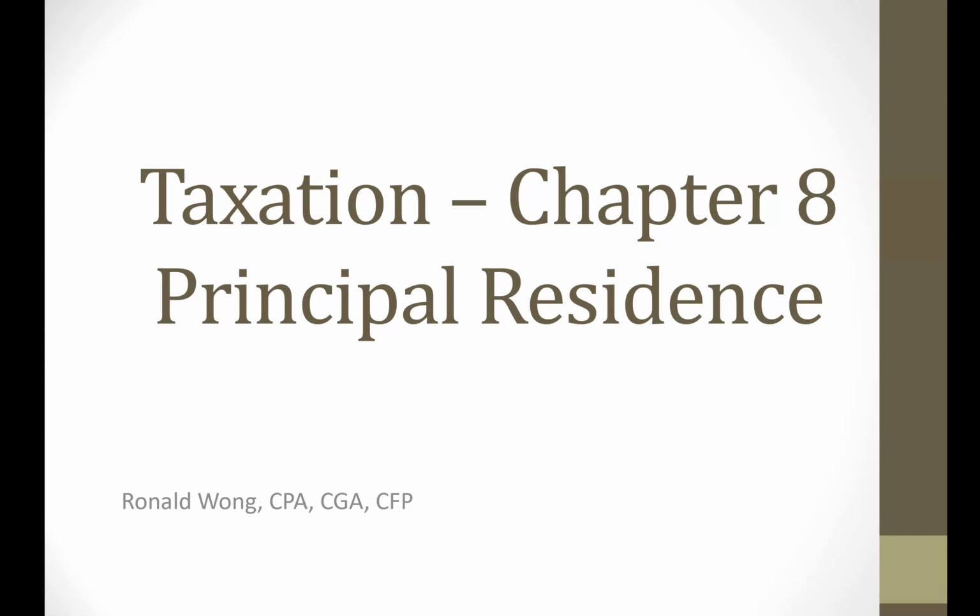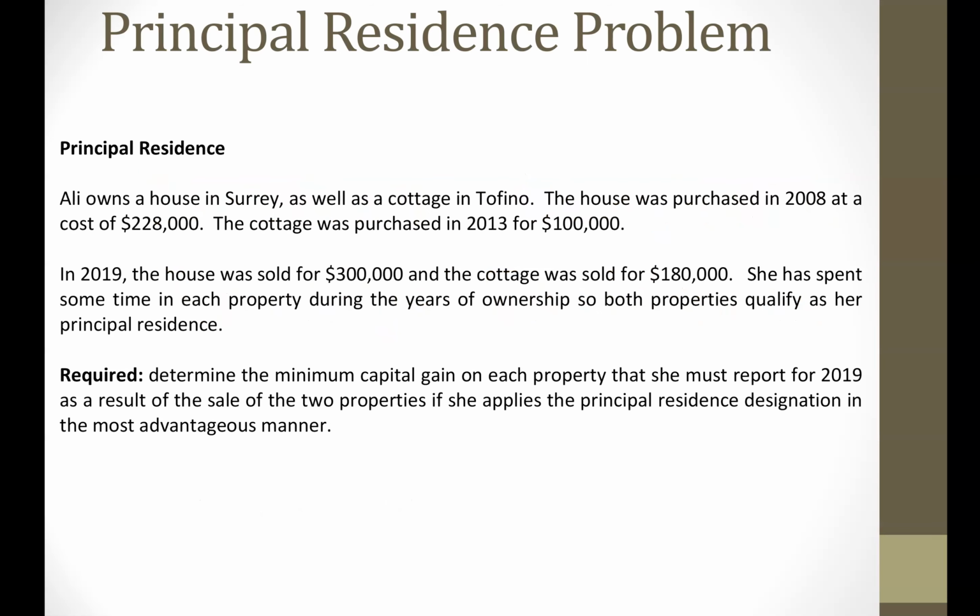In this Chapter 8 tutorial, we're going to go through a principal resident question. Let's jump into the question on the next slide. On the next slide, let's look at the question together. This is a situation where Allie owns a house in Surrey as well as a cottage in Tofino.